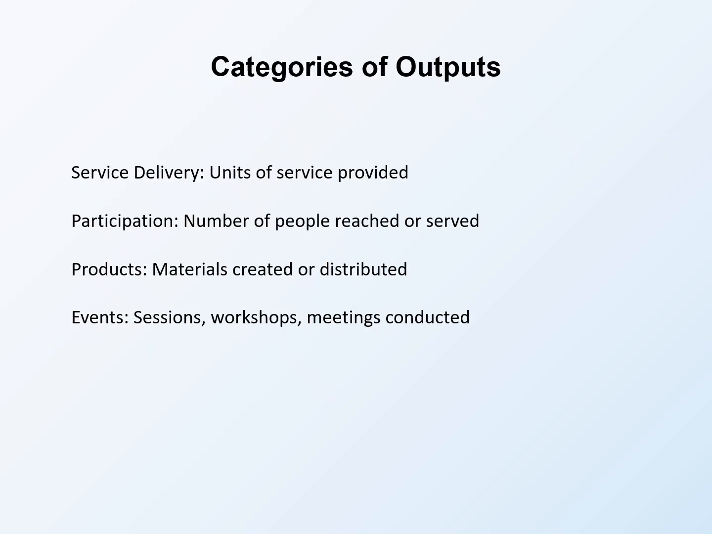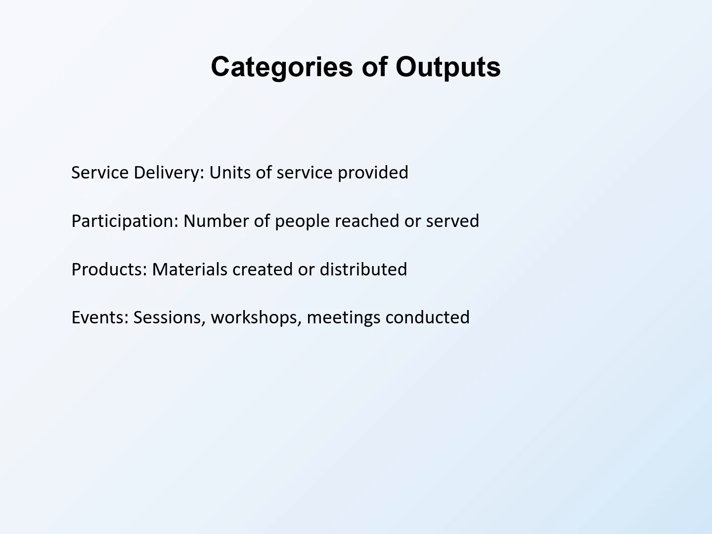Outputs fall into several common categories that help you organize your thinking about what your program produces. Service delivery outputs count units of service provided to participants directly. Hours of counseling delivered, days of case management provided, meals served to hungry families, and rides provided to medical appointments are all service delivery outputs. They quantify the volume of services your program delivers.